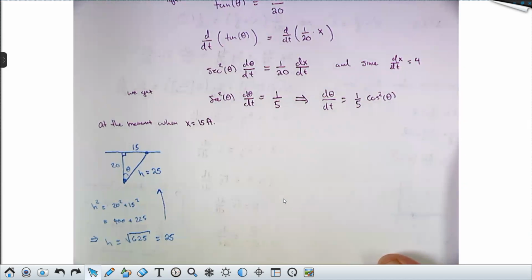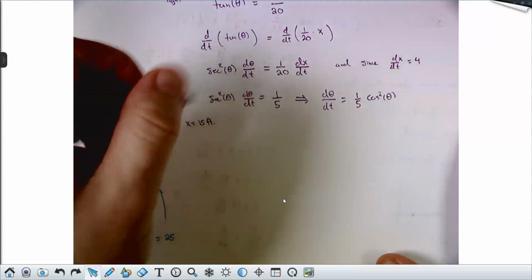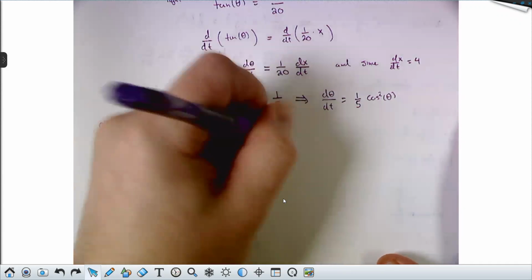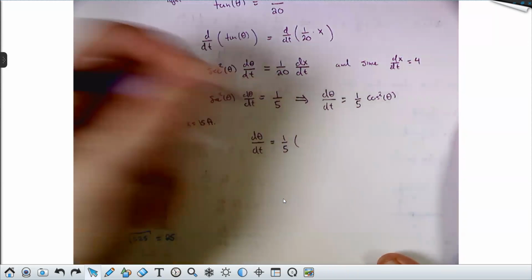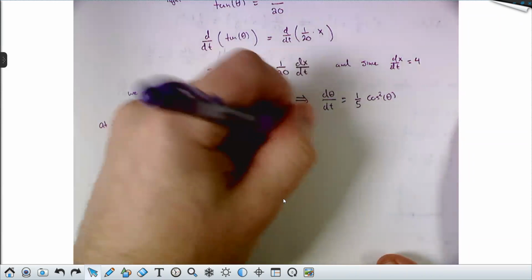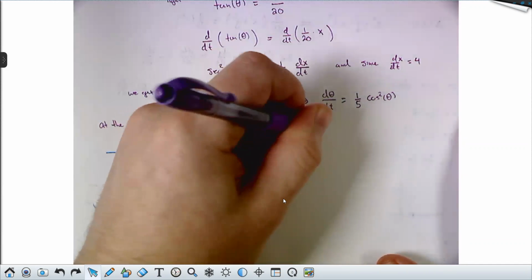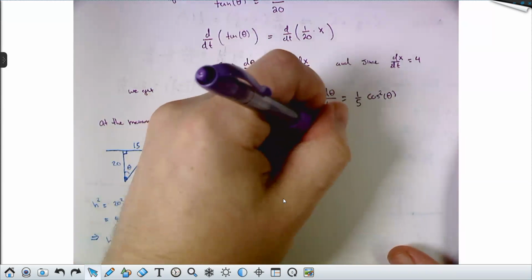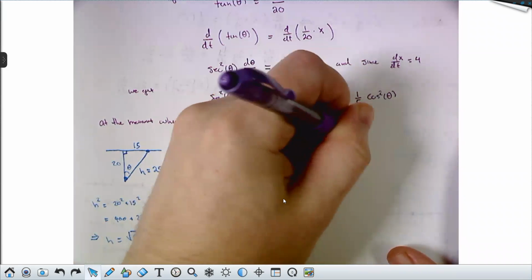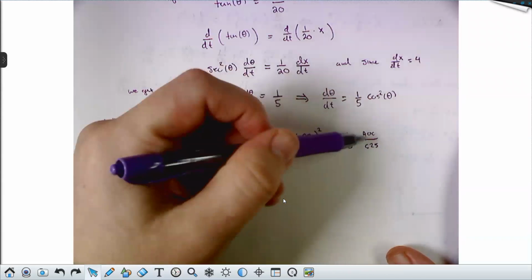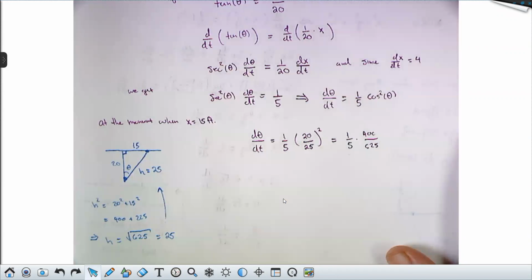So that means cos theta. At the moment, when x is 15 feet, we have d theta dt is equal to 1/5 times the square of cos theta. And cos theta is the adjacent over the hypotenuse, right? So that's 20 over 25, all squared. And we can clean this up if we want. That's 1/5 times 400 over 625. And 400 is definitely divisible by 5.